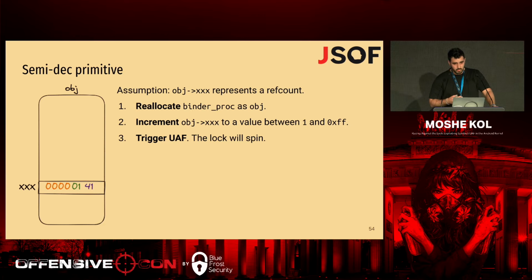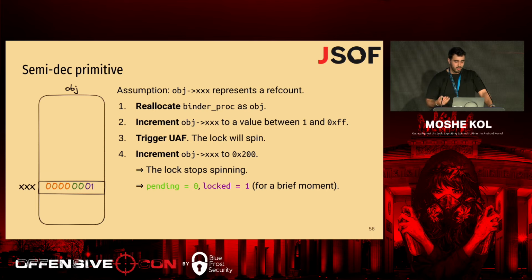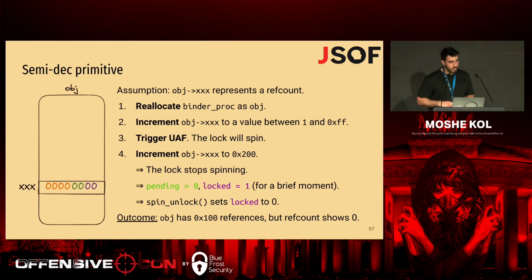The lock will spin, we'll set the pending byte to 1, just like before. And then we will increment the ref count until it reaches hex 200. And by incrementing the ref count, I mean taking more references on this object. Now, when the ref count field got to hex 200, the locked byte became 0. So the lock will stop spinning. We'll set the pending byte to 0, the locked byte to 1 for a very brief moment, because the spin unlock will set the locked byte back to 0. So the outcome of all of this is that the object has hex 100 real references, but the ref count shows 0.